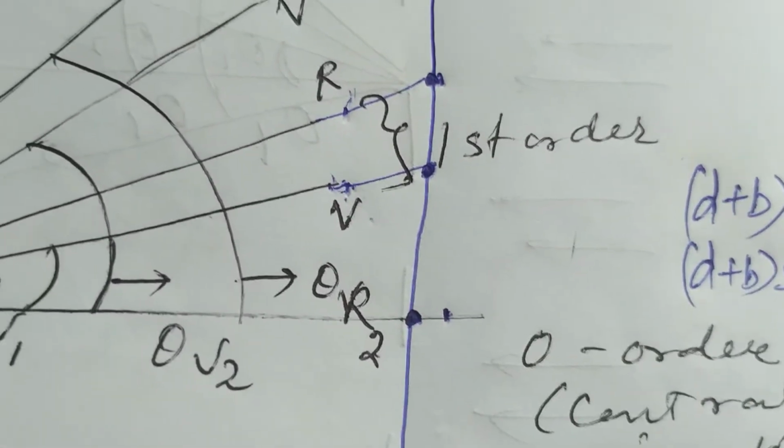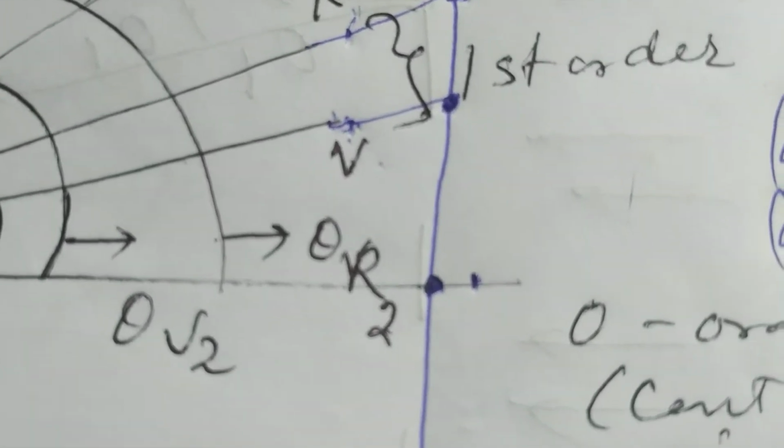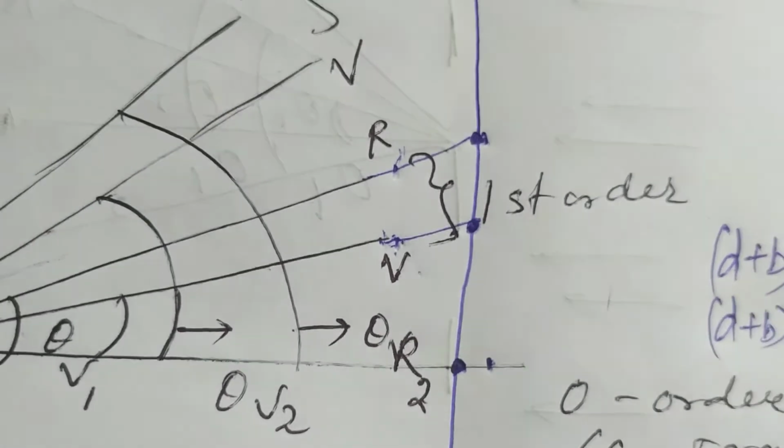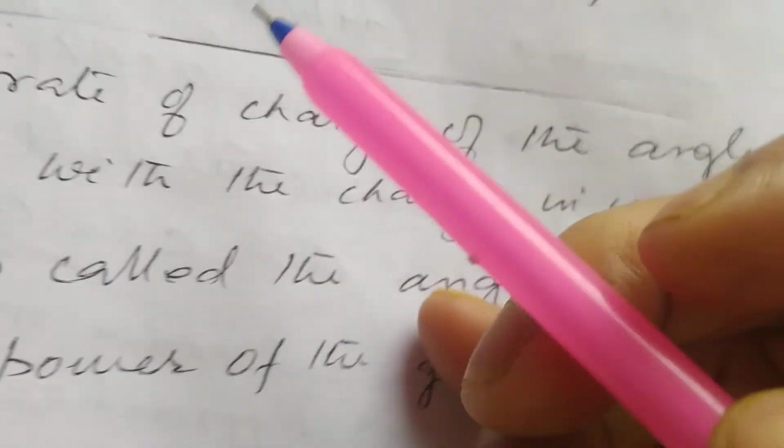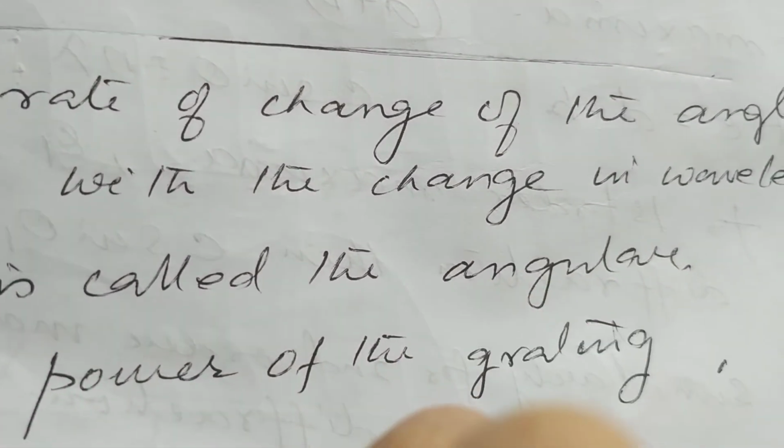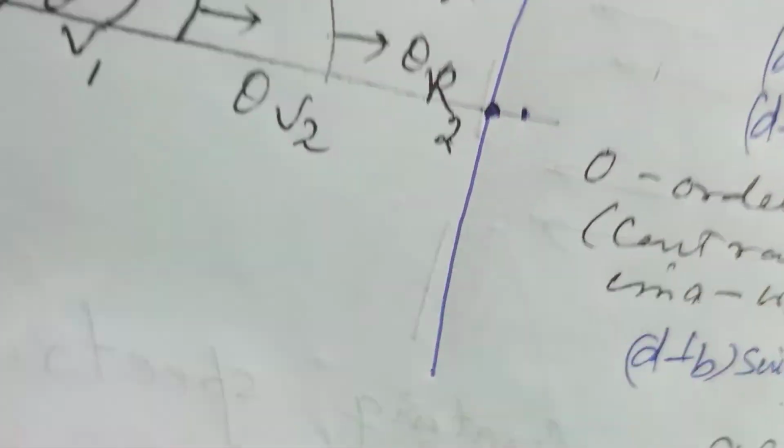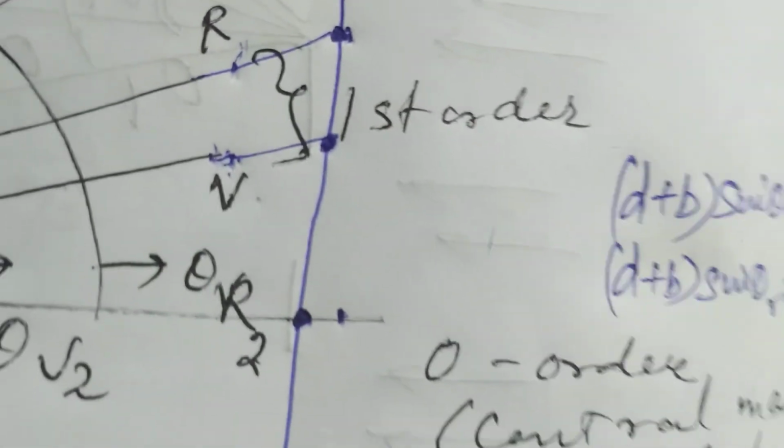Okay, so the dispersive power is called d theta by d lambda. How much the angle is changing with the change in wavelength, that is called the dispersive power. So here the formula we have to calculate is the dispersive power, d theta by d lambda.